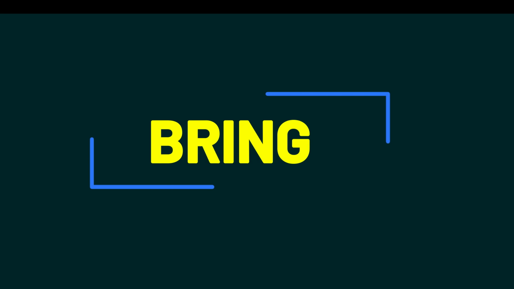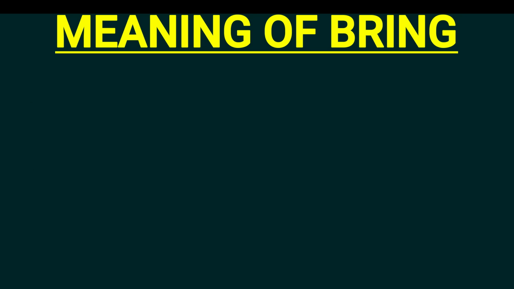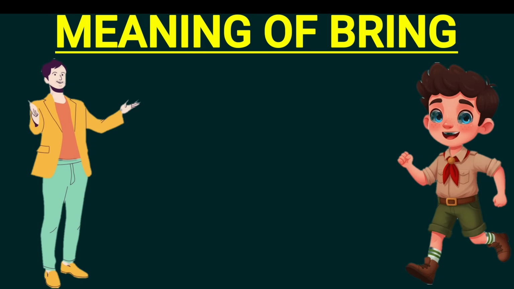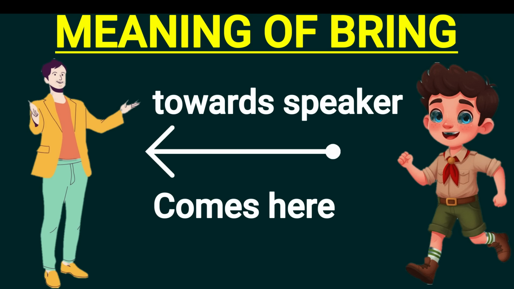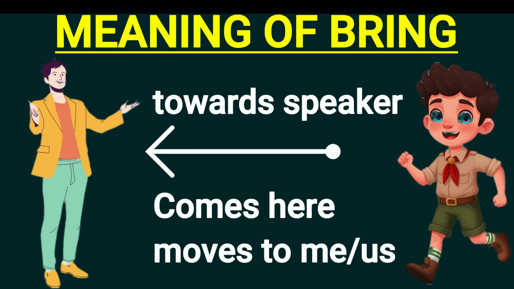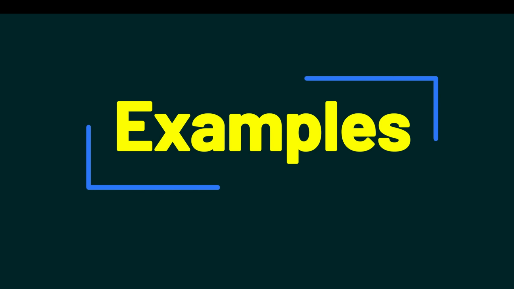So let's start with bring. We use bring when something comes towards the speaker or towards the place where the speaker is. If the object moves in my direction, I use bring. If it comes here, we use bring. So let's understand by some examples.